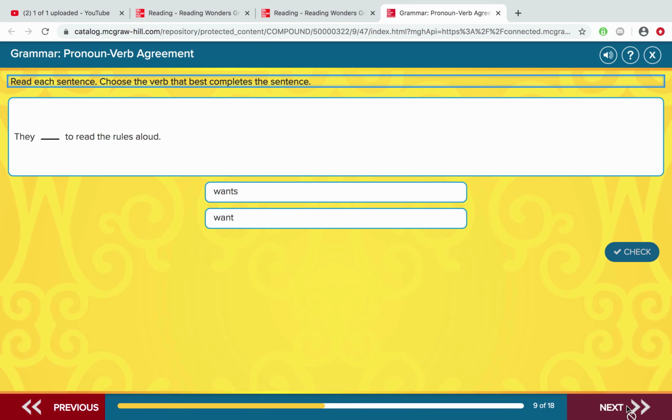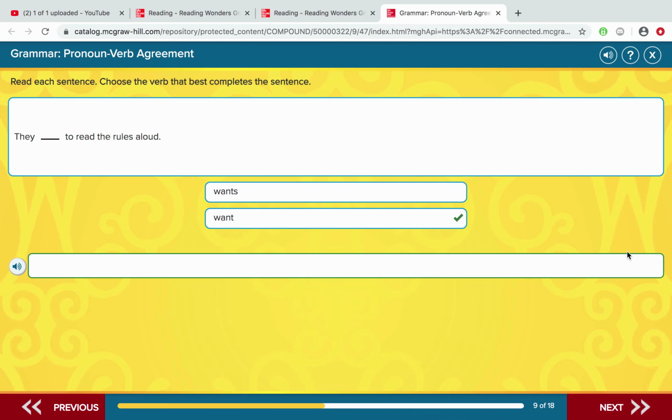All right, we're just going to do up to number 10, so two more. They blank to read the rules aloud. We haven't talked much about this. When the pronoun is they, wants to read the rule aloud? That doesn't sound very good. Or they want to read the rules aloud. All right, they want. You do not need to add an S, just like you do not when the word I is the pronoun. Fantastic. They want to read the rules aloud.